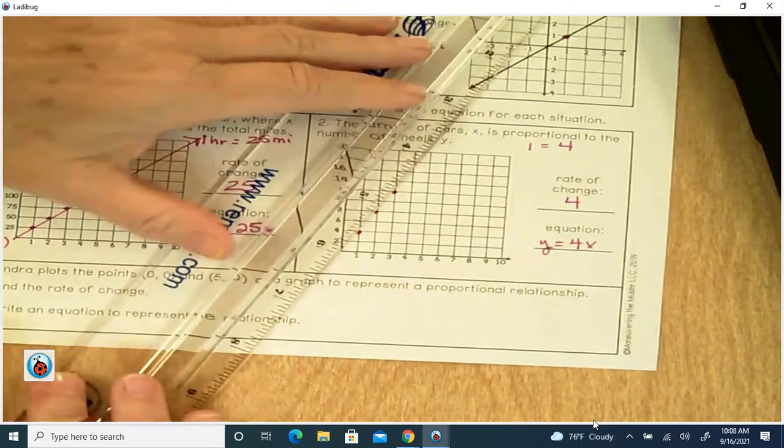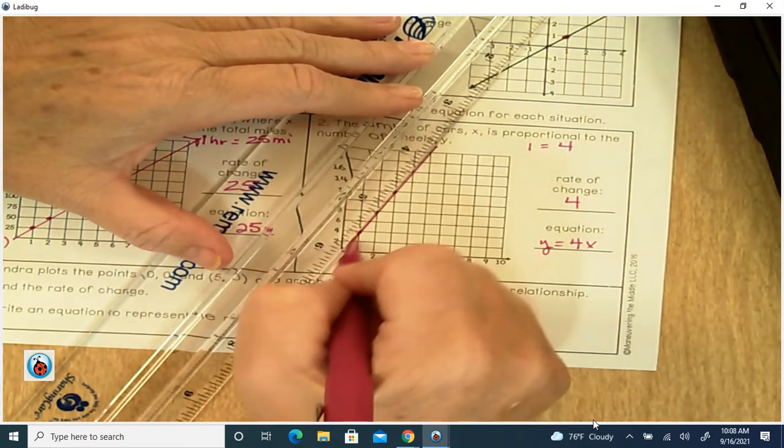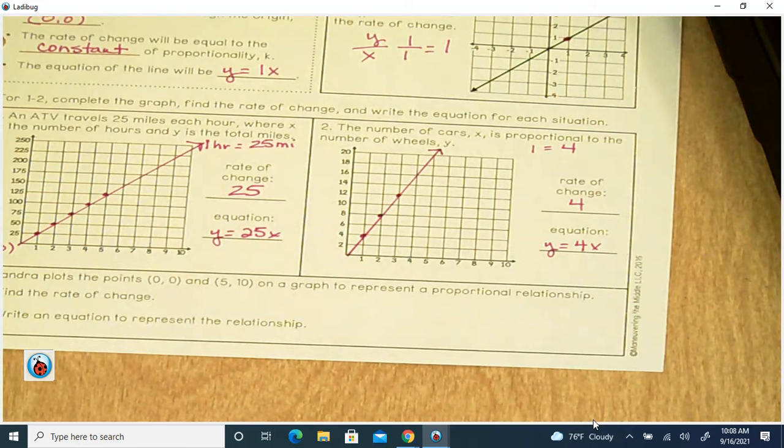And then remember, it's got to go through the origin. I know this magic marker bleeds, but. All right, I'll give y'all a second to catch up.